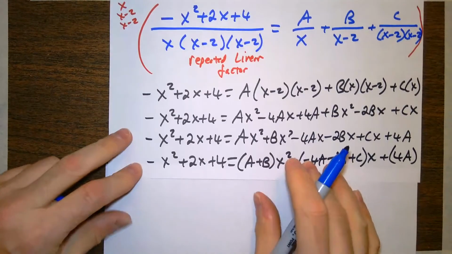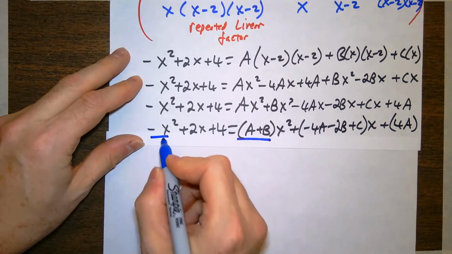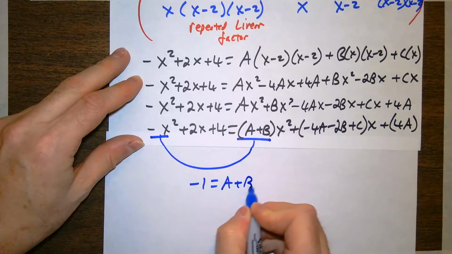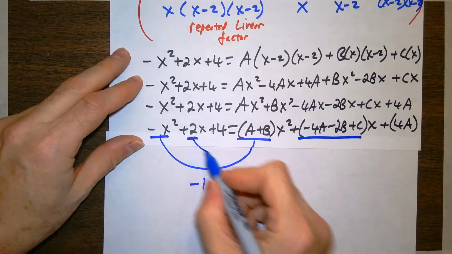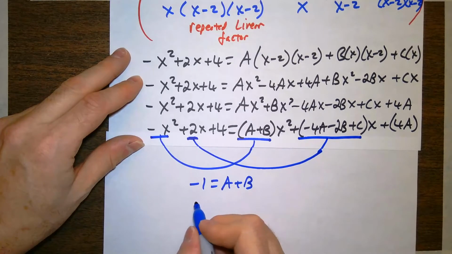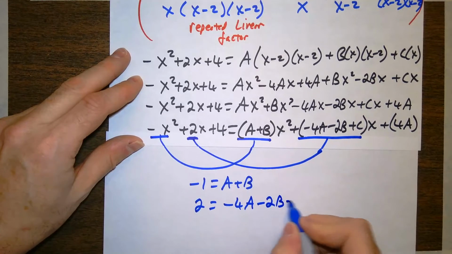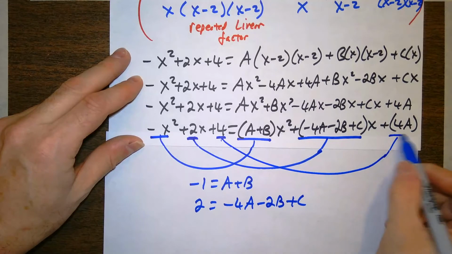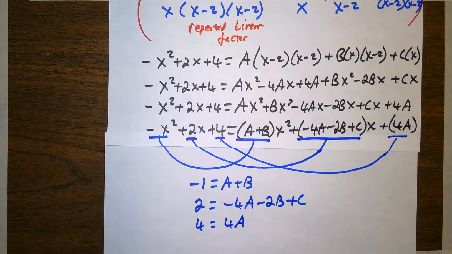the first thing that I've got is the coefficient of the x squared, coefficient of the x squared. That means negative 1 is equal to a plus b. The coefficient of x, the coefficient of x, that means that 2 is equal to negative 4a minus 2b plus c. And then finally, the constant matches up to the constant. 4 equals 4a. Here I've got a system with 3 equations with 3 variables.